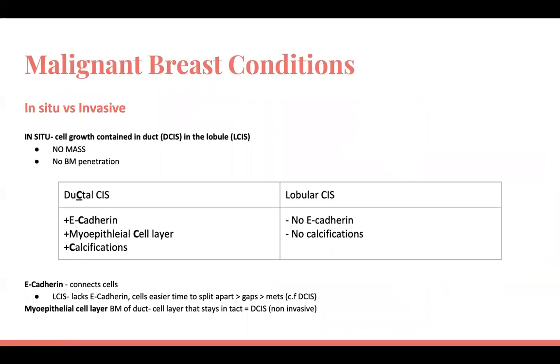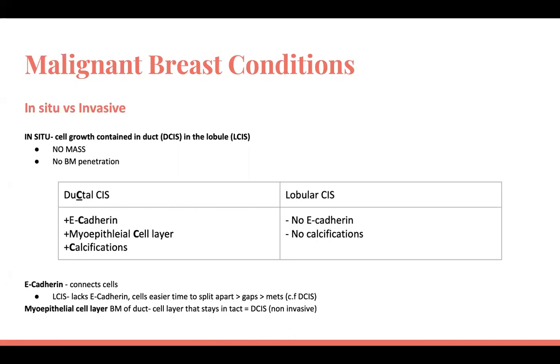So moving on to malignant breast conditions. When you think about malignancy, you have to think, is it in situ or is it invasive? In situ means the cell growth is contained in the duct in terms of DCIS, or in the lobule in the case of LCIS. So typically it doesn't have a mass on palpation and there's no basement membrane penetration.